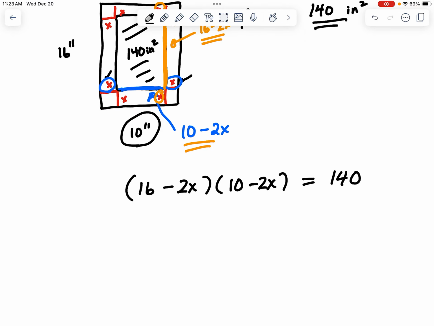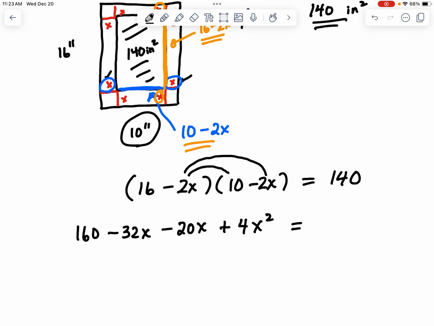So then it's time to use distributive properties. So there's going to be 16 times 10, that's 160. There's 16 times 2X, that'll be minus 32X. Then distribute the negative 2X, so this is going to be negative 20X. And then a negative 2 times a negative 2, that's going to be positive 4X squared. And then that equals 140.